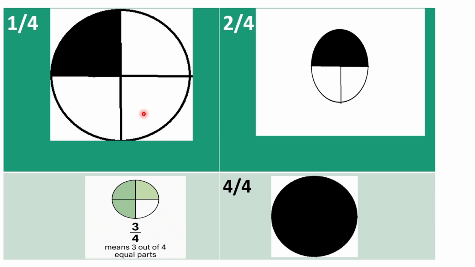Fractions have many applications and examples in our daily life. For example, 1/4 or 1 divided by 4 means 25%. Similarly, 2 divided by 4 means 50%, 3 divided by 4 is equal to 75%, and 4 divided by 4 is equal to 100%.